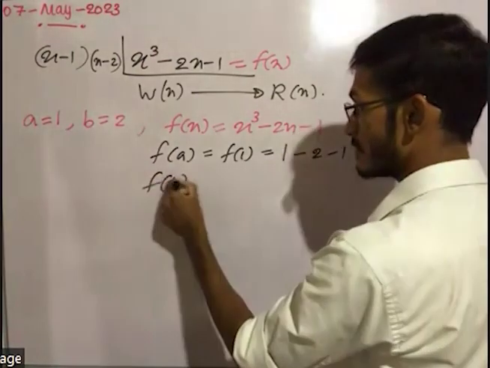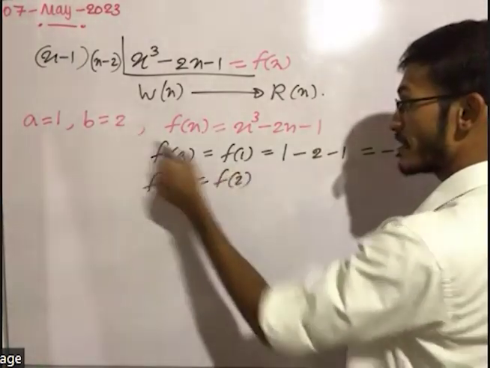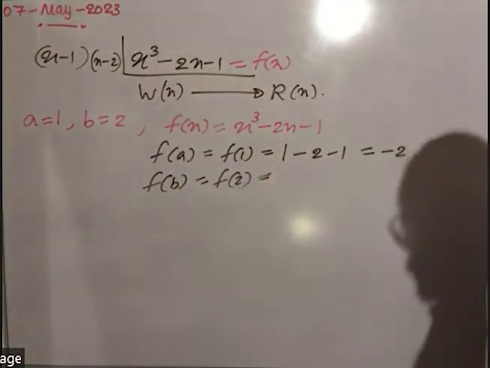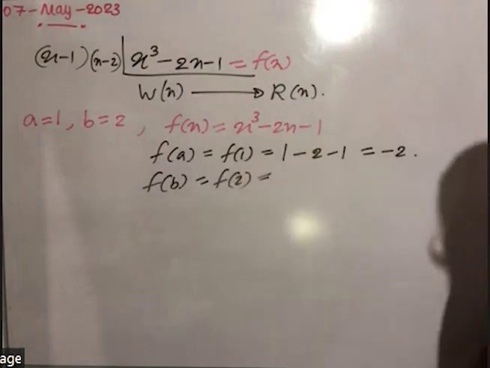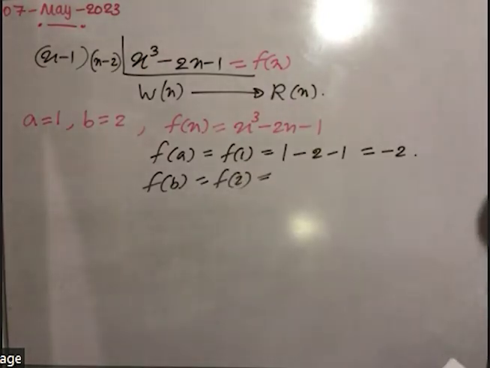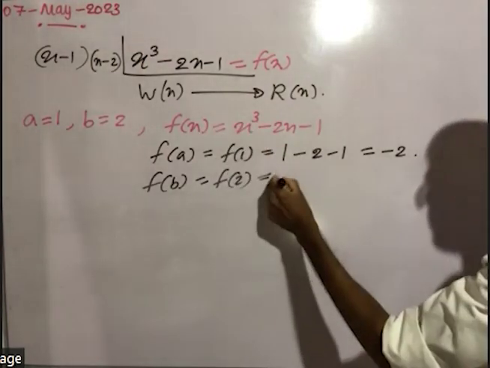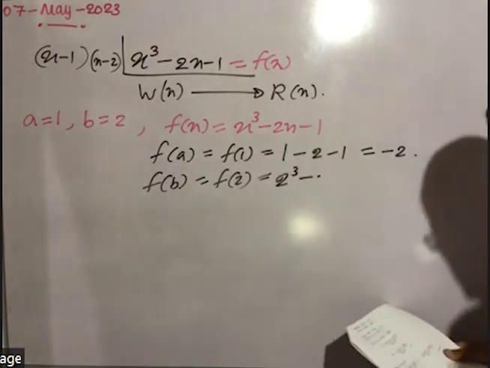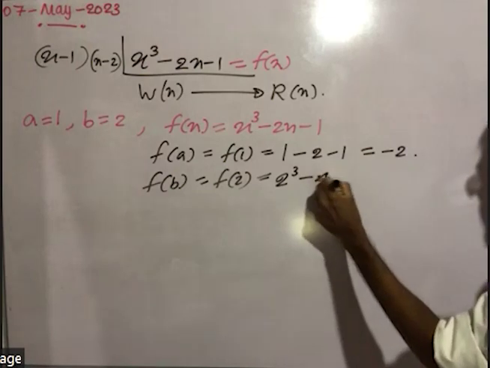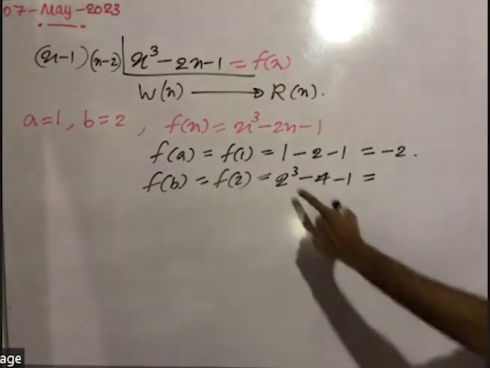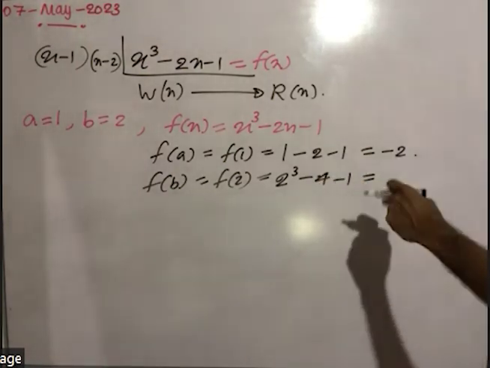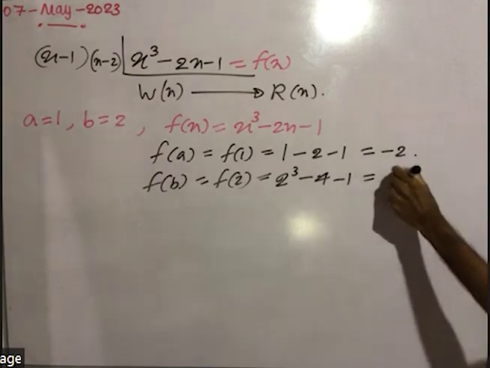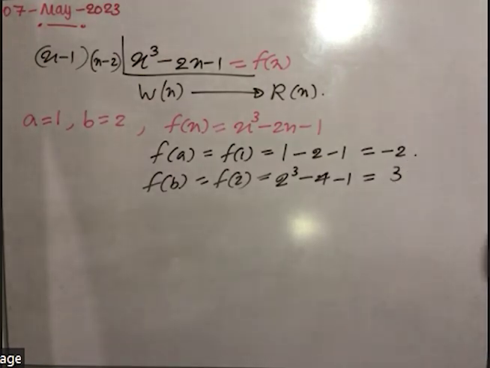Fb also we can find, that is equal to f2. B is equal to 2, so we can substitute 2 here. So 2 to the power 3 minus 2 into 2, that is 4, minus 1. So 2 to the power 3 is 8. 8 minus 4 minus 1, that is equal to plus 3.